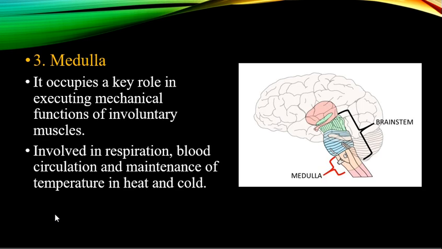The next part is medulla. Medulla occupies a key role in executing mechanical functions of involuntary muscles. So, the medulla part is involved in the functions of involuntary muscles. Medulla is also known as the top end of spinal cord. Okay, this portion is the medulla, which is the top end of spinal cord. Spinal cord extends from the medulla.